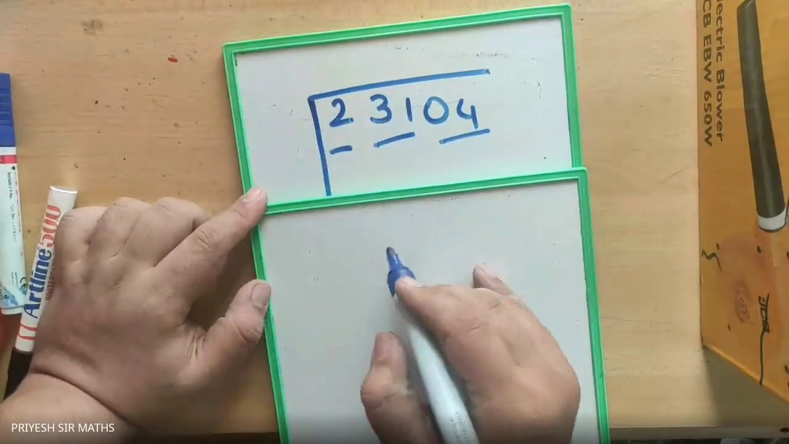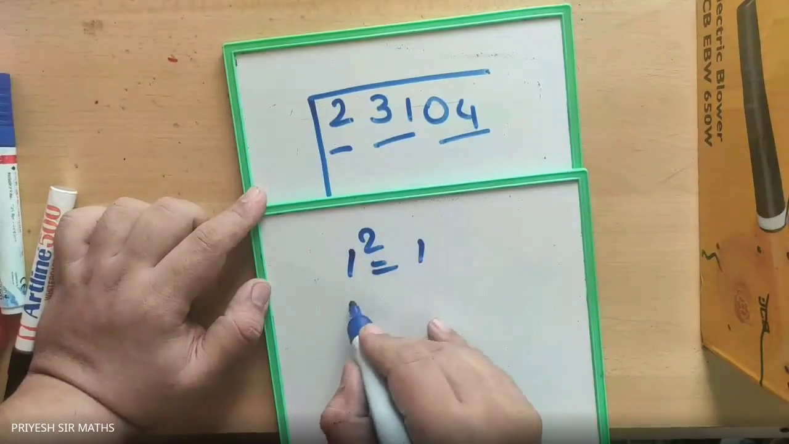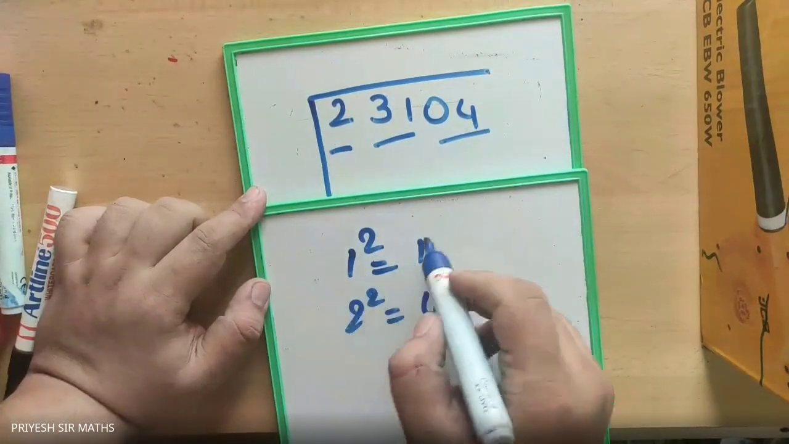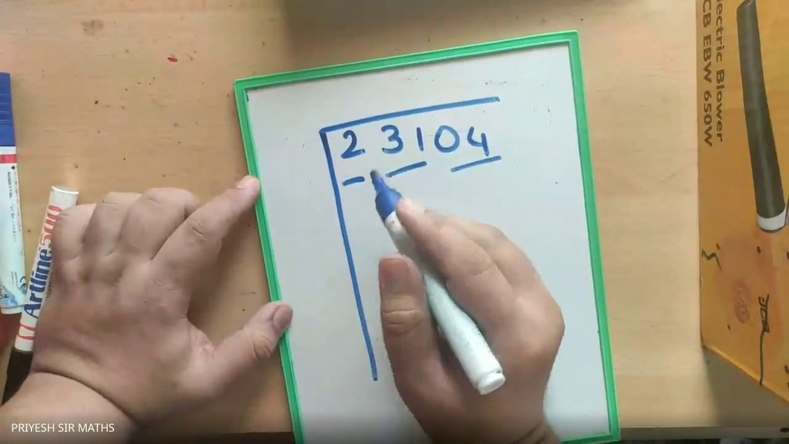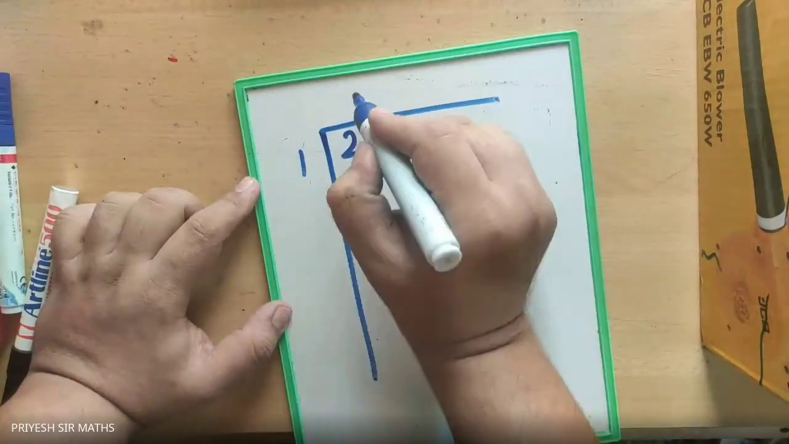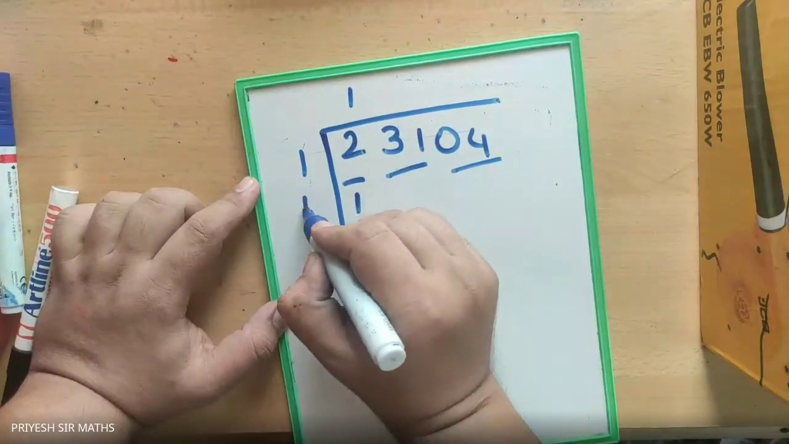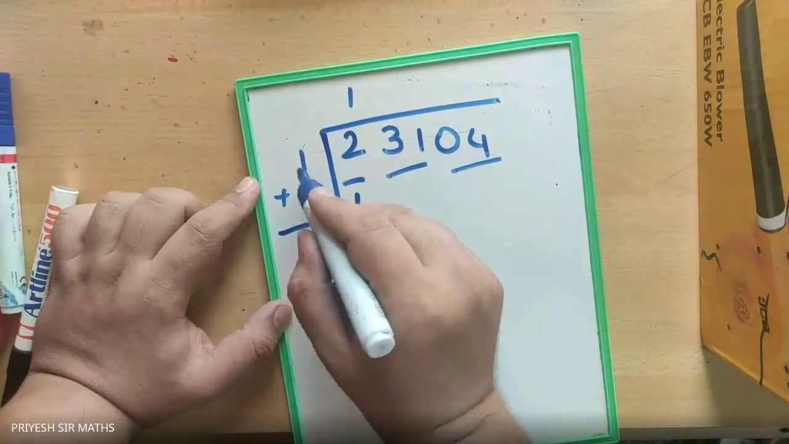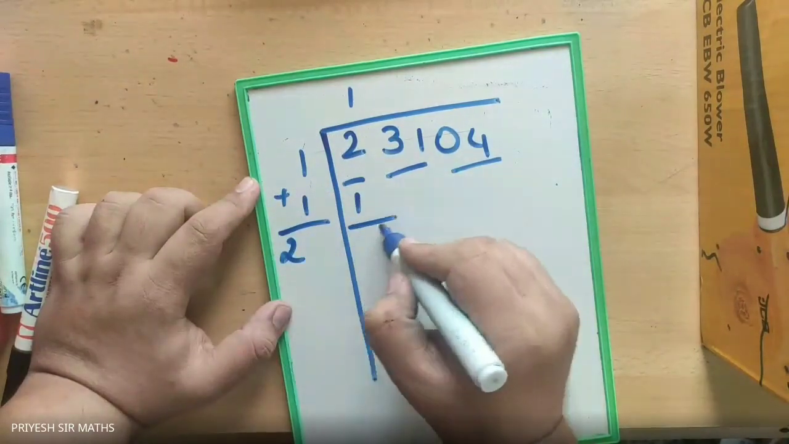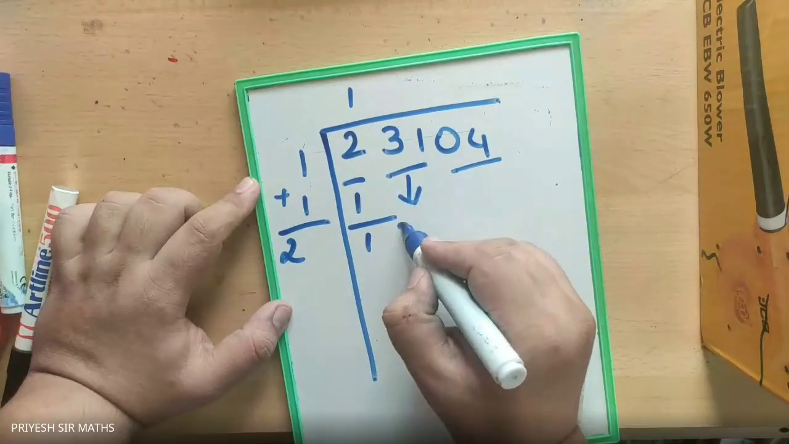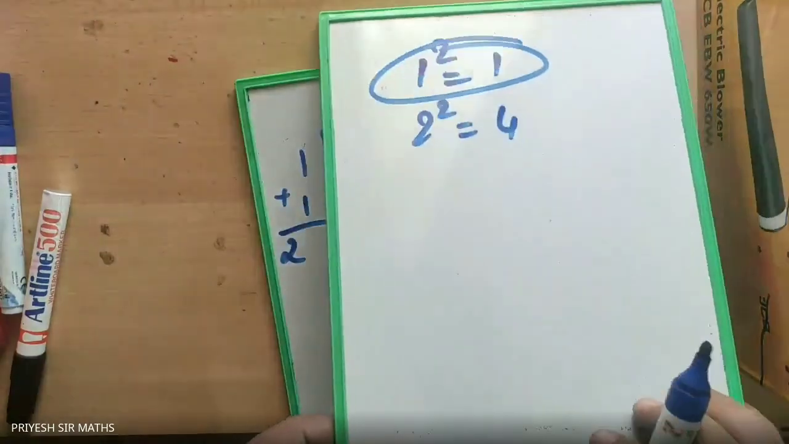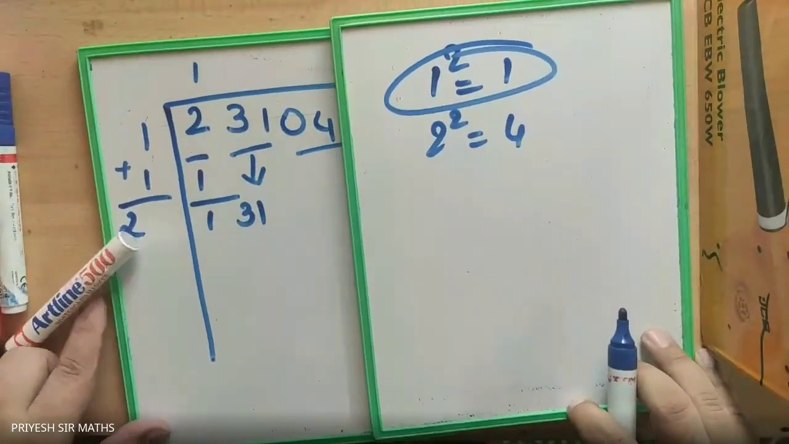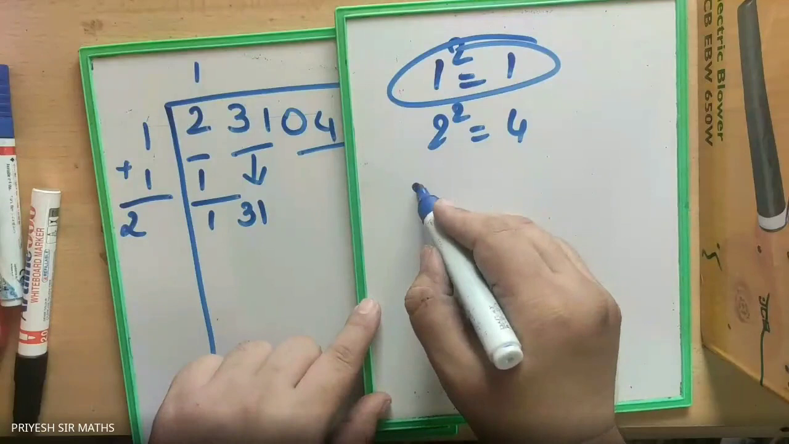So we know that 2 comes between 1 and 2 squared, so this we are going to consider. 1 ones are 1. So this becomes 1, and here it becomes 1. This whole 31 comes down. So we have to find such a number.